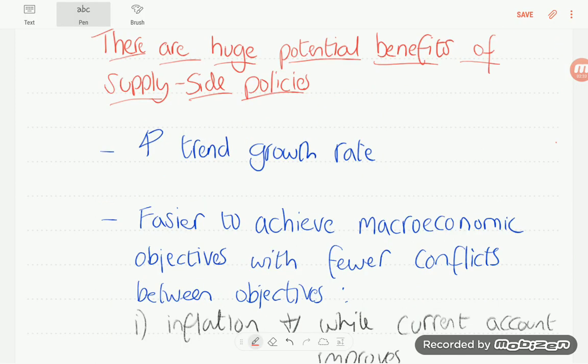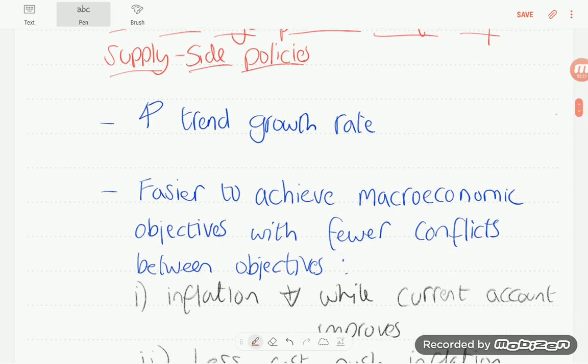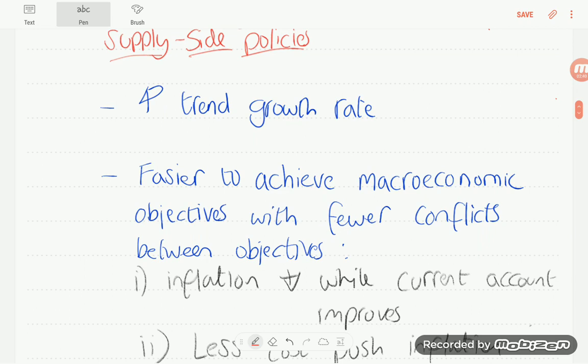There are huge potential benefits of supply-side policies. First, supply-side policies will increase the economy's trend growth rate. And this makes it easier for government to achieve its macroeconomic objectives. That is, with fewer conflicts between the objectives, which isn't the case with demand-side policies.